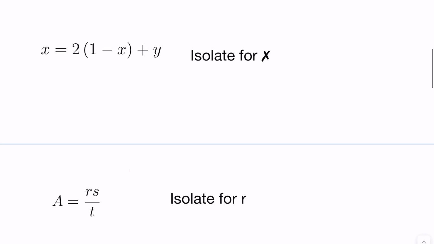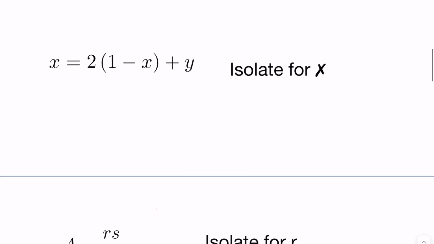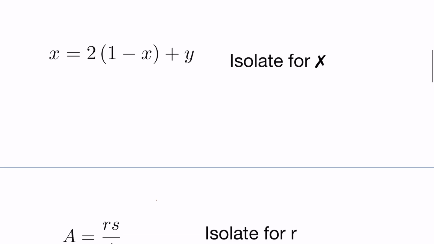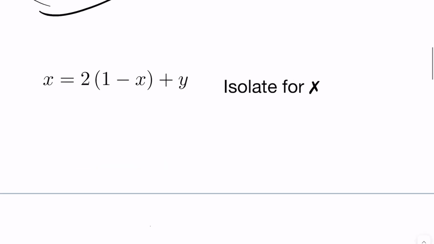Let's try another. So for this problem here, again, now we want to isolate for X. The issue with this question, you'll see, is that the X variable is on both sides of the equation. So I have to bring these on the same side of the equation. Before I do that, I'm going to have to distribute this 2 into this binomial. So I'm going to get X equals 2 minus 2X plus Y.